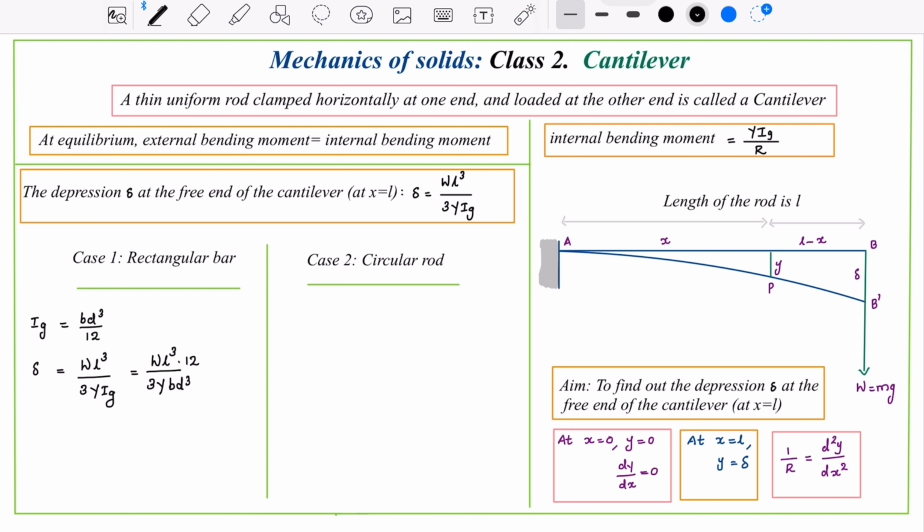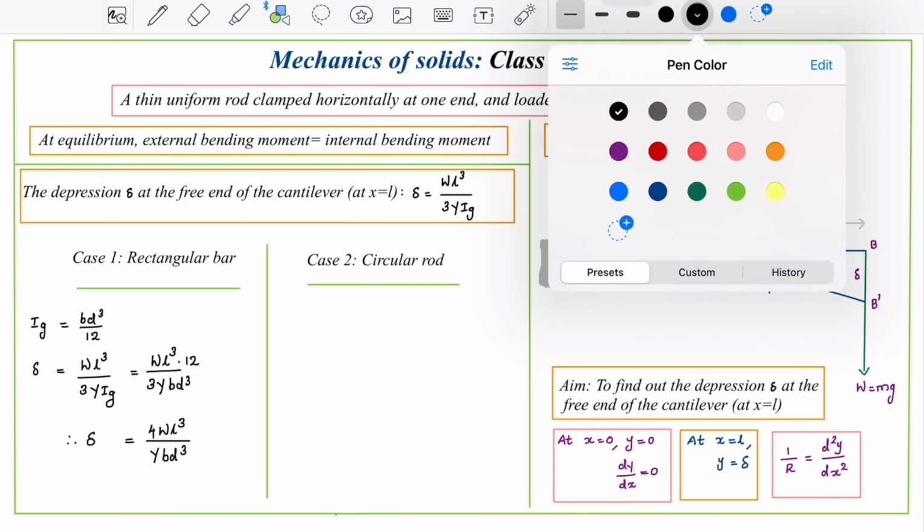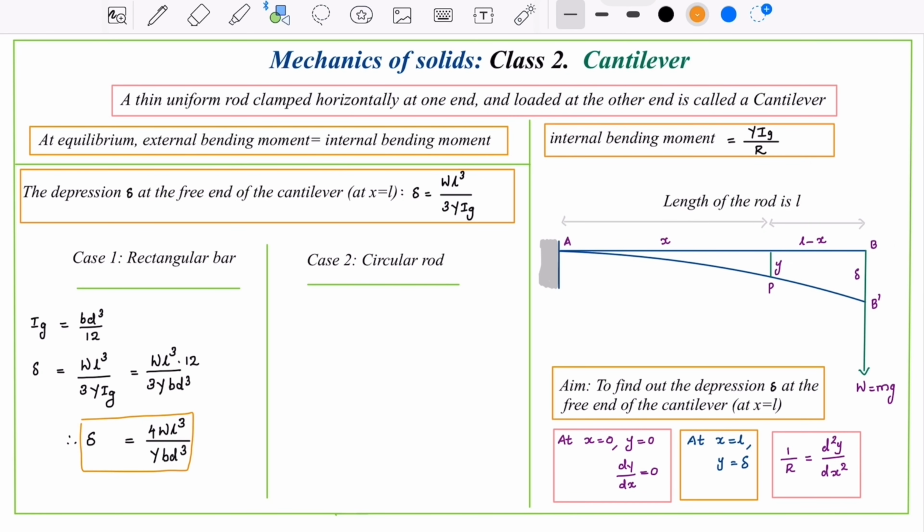Therefore, the depression delta at the free end of the cantilever is given by 4WL cube divided by Ybd cube. This is the depression delta at the free end of the cantilever for a rectangular bar of breadth b and depth d. Delta is equal to 4WL cube by Ybd cube.